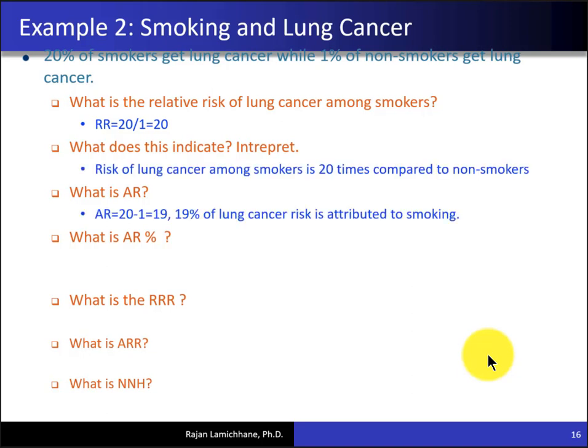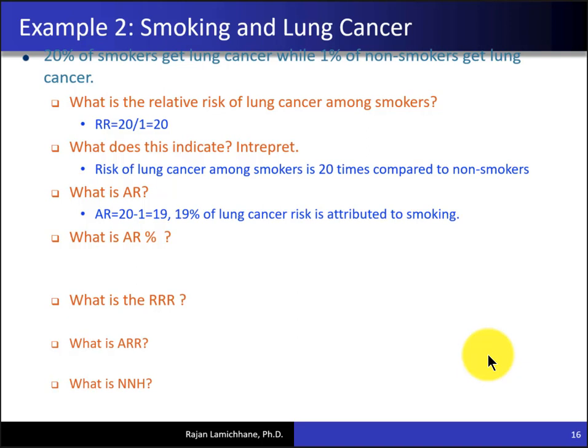Now, what does this indicate? It indicates that the risk of lung cancer among smokers is 20 times compared to the non-smokers. And since relative risk is more than 1, now you can calculate the attributable risk. Attributable risk is 20 minus 1. It's just the difference between the risk among the exposure and non-exposure groups. And it is 19%; 19% of lung cancer risk is attributed to smoking.